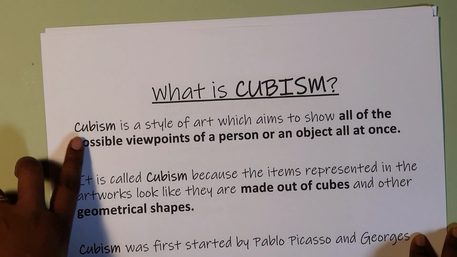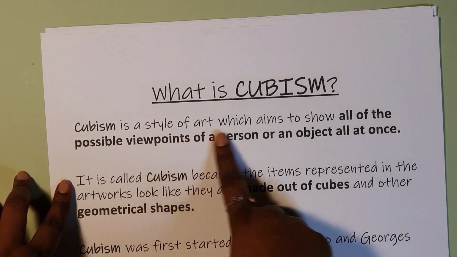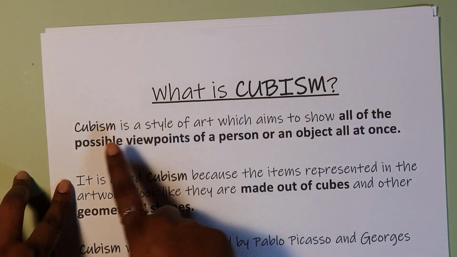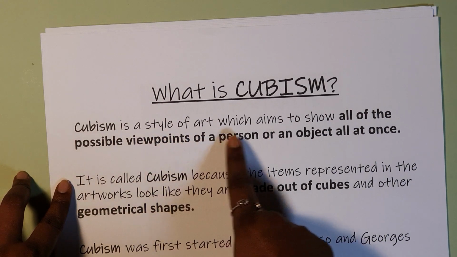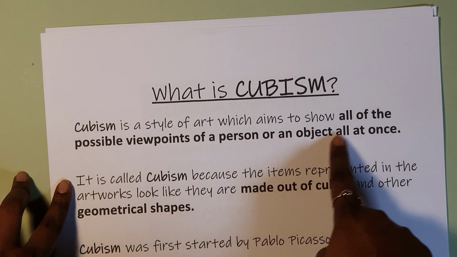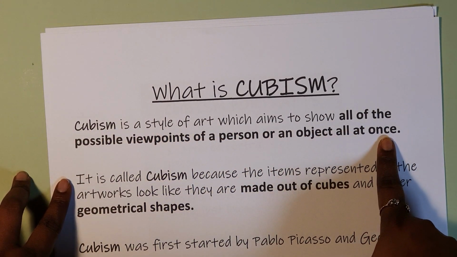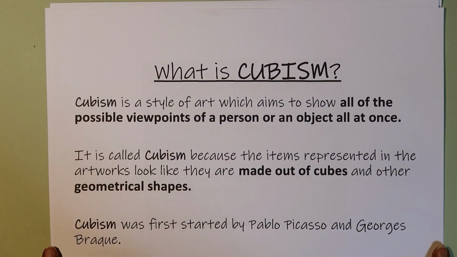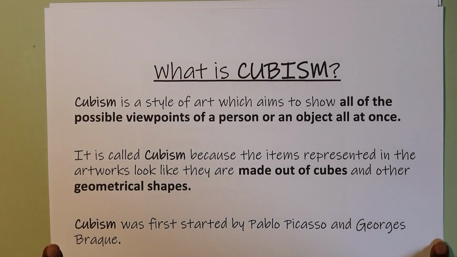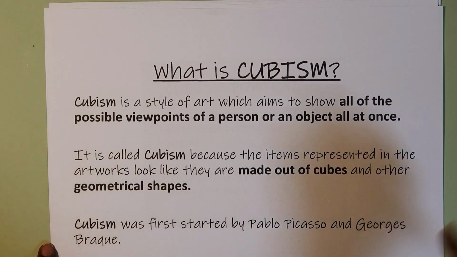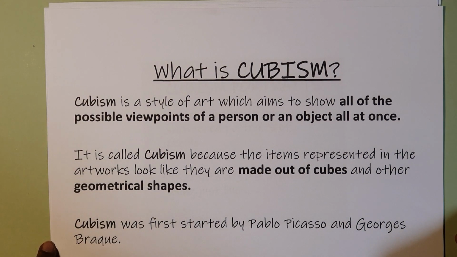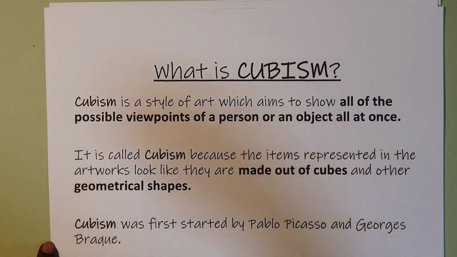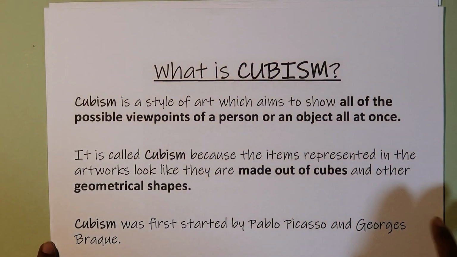Cubism is a style of art which allows you to show all of the possible viewpoints of a person or an object all at once. Meaning to say, if I'm looking at a person, I can see his front view, his side view, and all of his top view all at the same time. Is that possible, children? It's not, right? But through art, you can actually make that possible, okay?